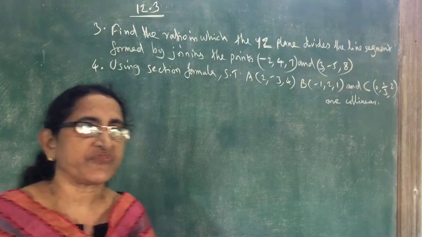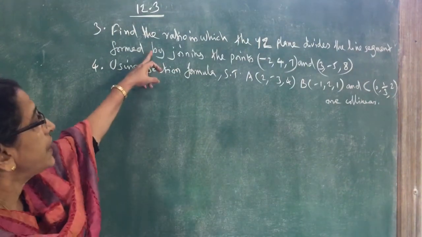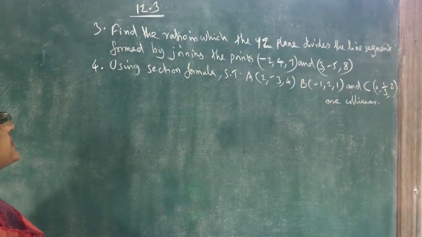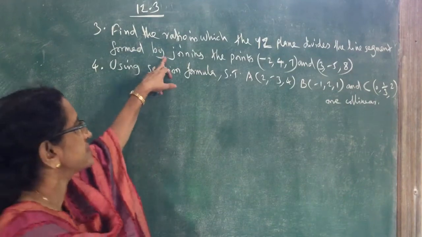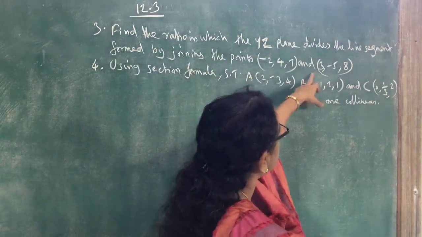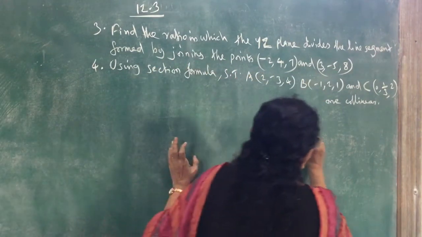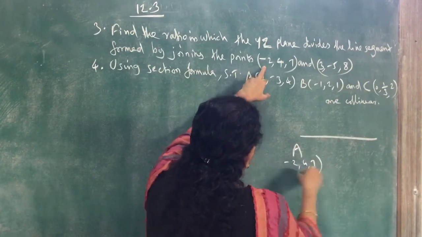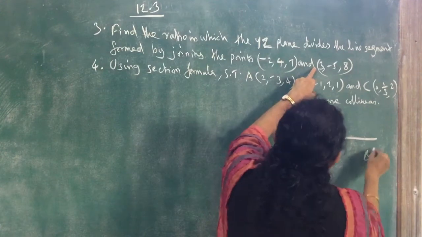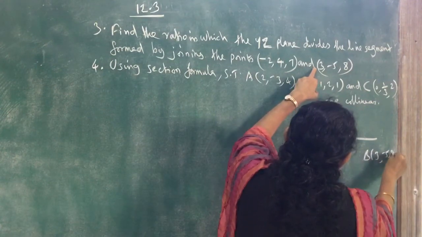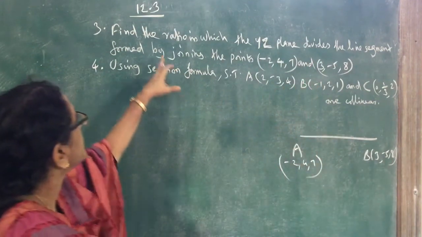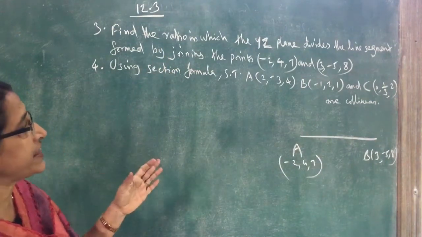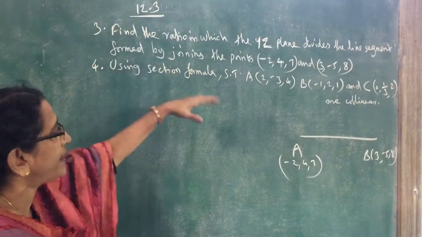12.3, third one. Find the ratio in which the YZ plane divides the line segment formed by joining the points (-2, 4, 7) and (3, -5, 8). So let A be the point (-2, 4, 7) and B be the point (3, -5, 8). Now we have to find the ratio in which the YZ plane divides the line segment formed by joining these two points.